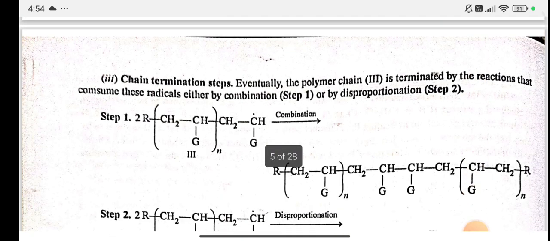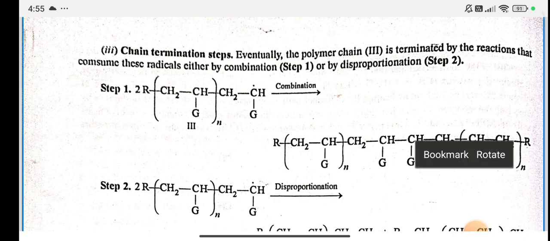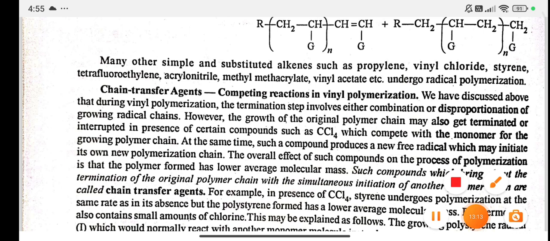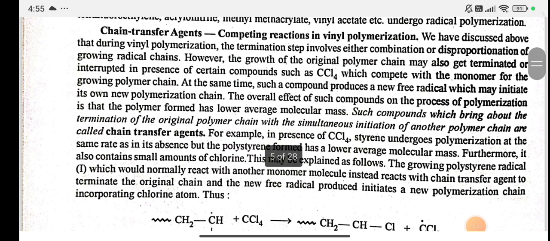Chain termination step: eventually the polymer chain is terminated by a reaction that consumes these radicals, either by combination, step 1, or disproportionation, step 2. Many other simple and substituted alkenes such as propylene, vinyl chloride, styrene, tetrafluoroethylene, acrylonitrile, methyl acrylate, and vinyl acetate undergo radical polymerization. Chain transfer agents: competing reaction in vinyl polymerization.